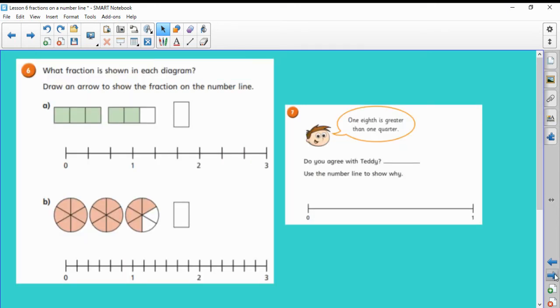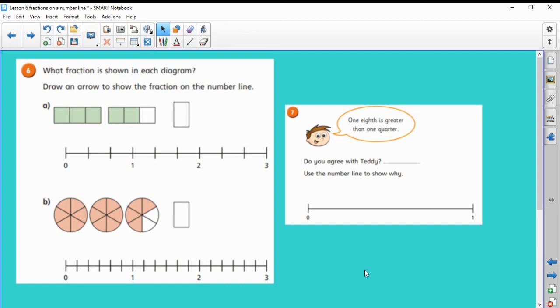Question 6. What fraction is shown in each diagram? Draw an arrow to show the fraction on the number line. Here we have 3 and 3 and 1 whole. Have a look to see where it goes on the number line. Here we have some circles split into the equal sections. How many are shaded? Can you place them on the number line?